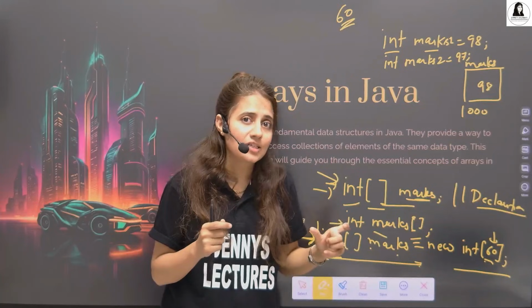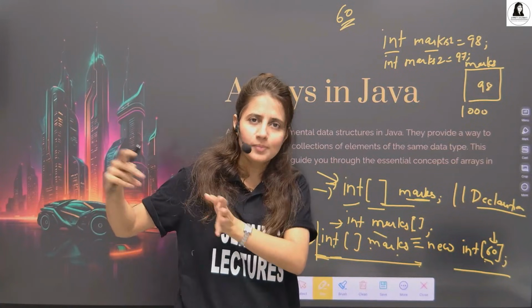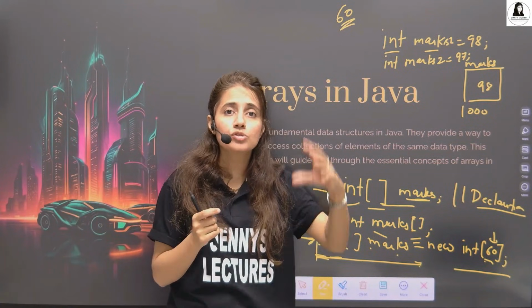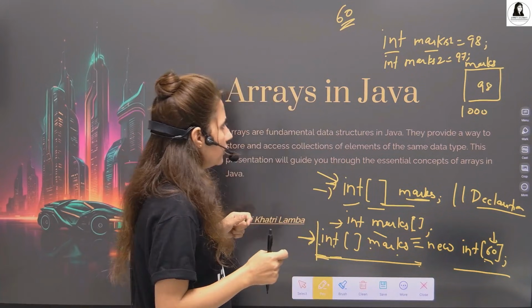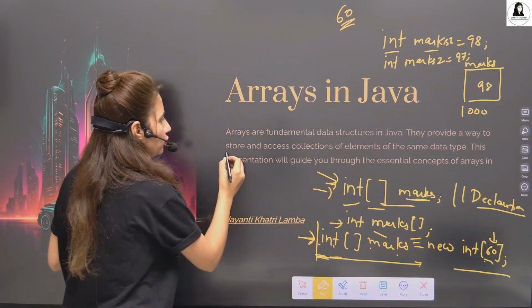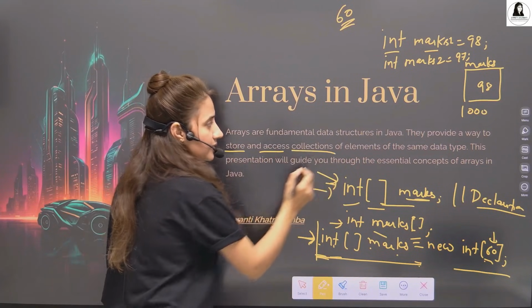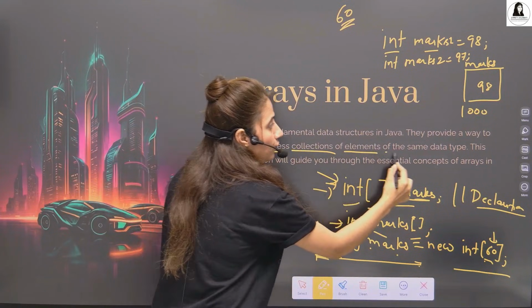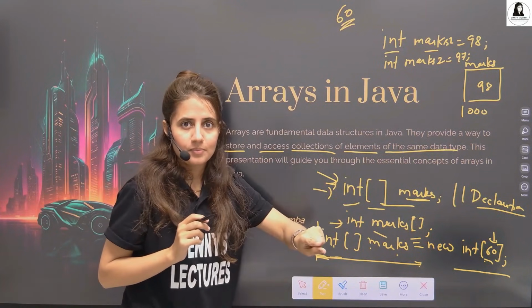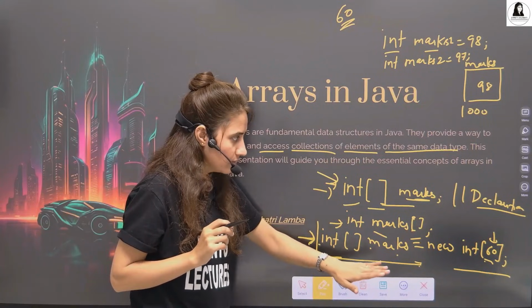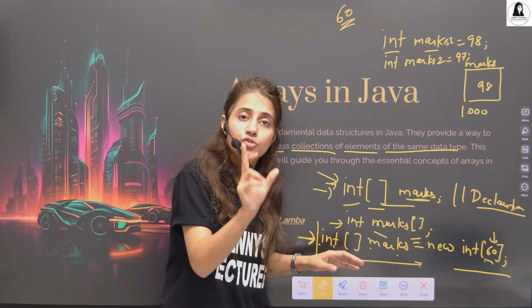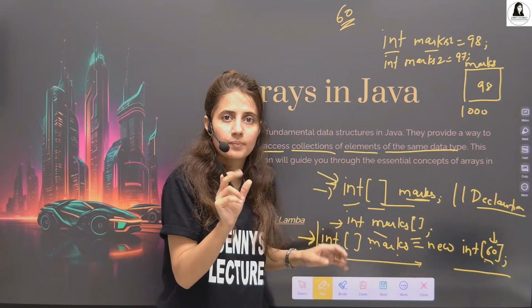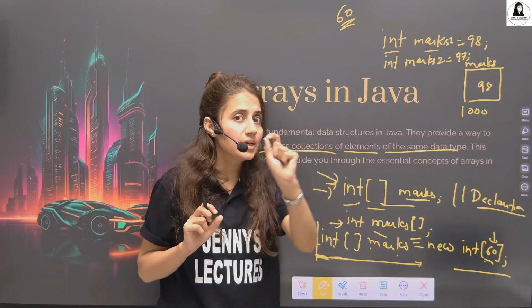It is the most basic data structure. There are many data structures we'll be discussing later, but array is the most basic one, right? So array provides a way to store and access collections of elements of the same data type. And in Java, arrays are treated as objects. This thing you need to remember: arrays are objects in Java.